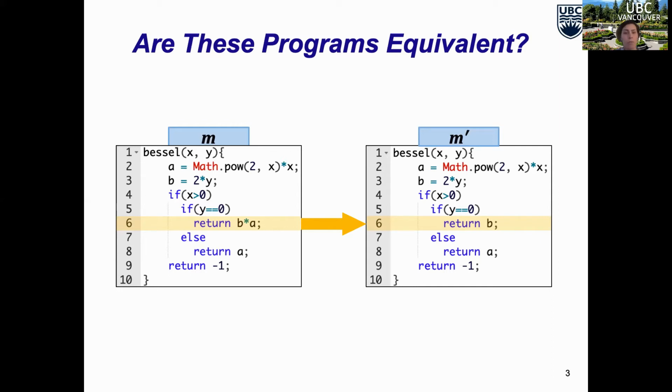Looking at the code, it's hard to say whether these two versions have the same functionality, but they actually do, because the changed statement is executed only when y is equal to 0. In this case, the value of b is also 0, so the method returns 0 in both cases.